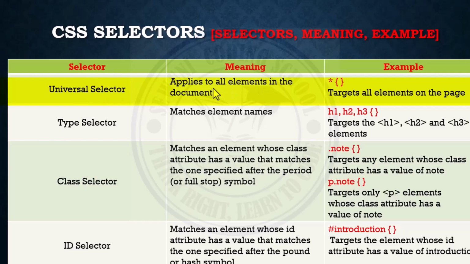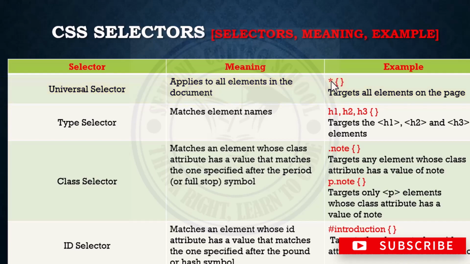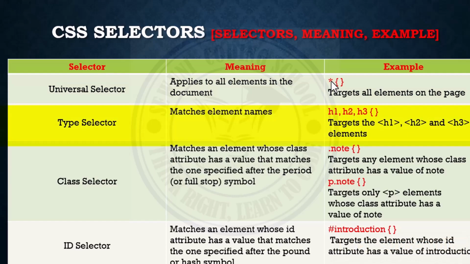It applies to all elements in the document. So if you want to apply a particular style to almost everything in the document, you don't use body, don't use P for paragraph, don't use H1, H2, H3. What you have to do is use an asterisk. The asterisk simply means it will apply to almost every element. Another type of selector is the type selector. In this case, you are being specific to a particular element.